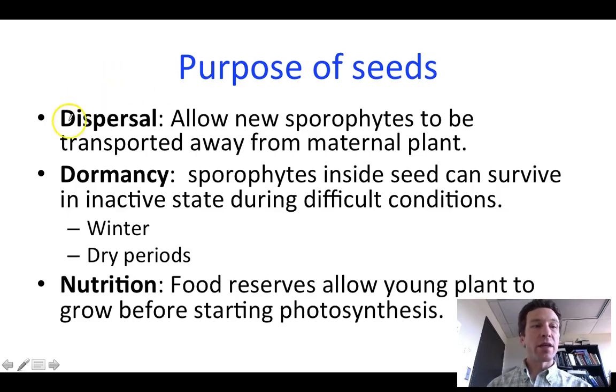A seed is very different. First, it is able to disperse. So it is able to be carried away by an animal or wind or water and get far away from the maternal plant. So by getting far away from its mom, it is less likely to get mom's diseases, it is less likely to compete with mom, and it's not going to be in the shade of mom. So it might have a better chance of surviving.